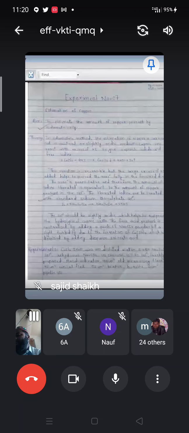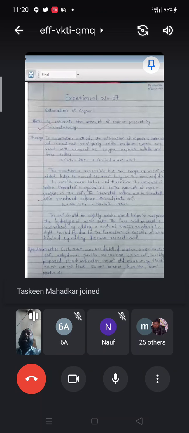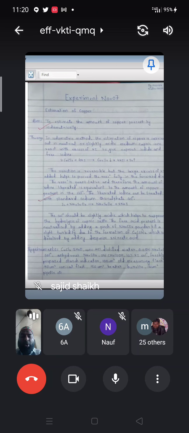What are the requirements for this titration? Copper chloride solution, concentrated HCl, distilled water, 0.05 normal sodium thiosulfate, anhydrous sodium carbonate, 2 normal acetic acid, 10% KI, and freshly prepared starch indicator. Remember that in the iodometric titration we use only the starch indicator, which is freshly prepared. Then a 100 cm cube standard measuring flask, conical flask, beaker, burette, and pipette. These are the apparatus required for this experiment.